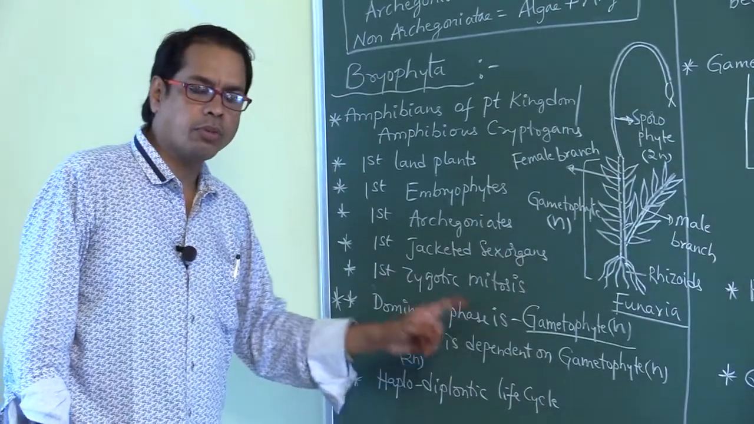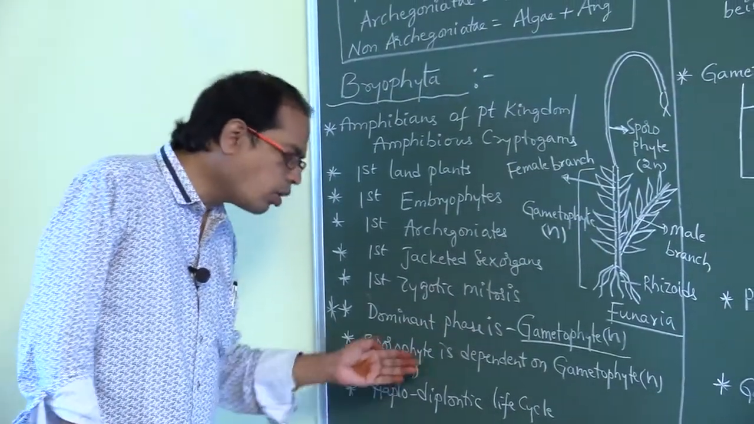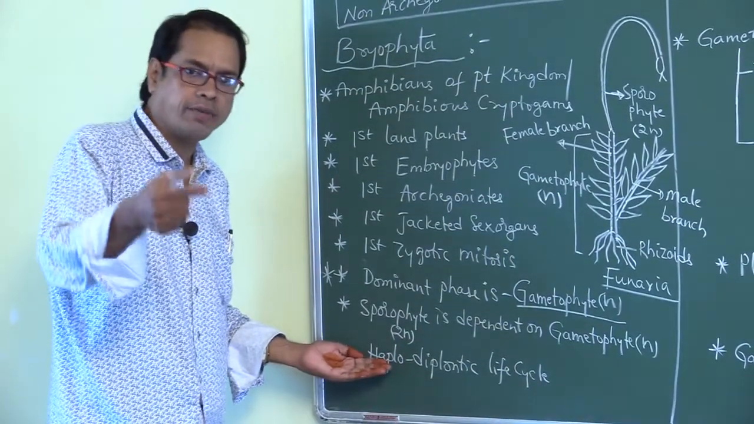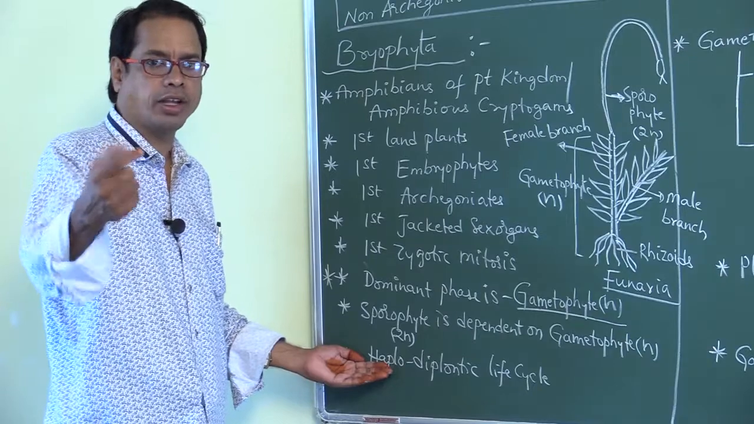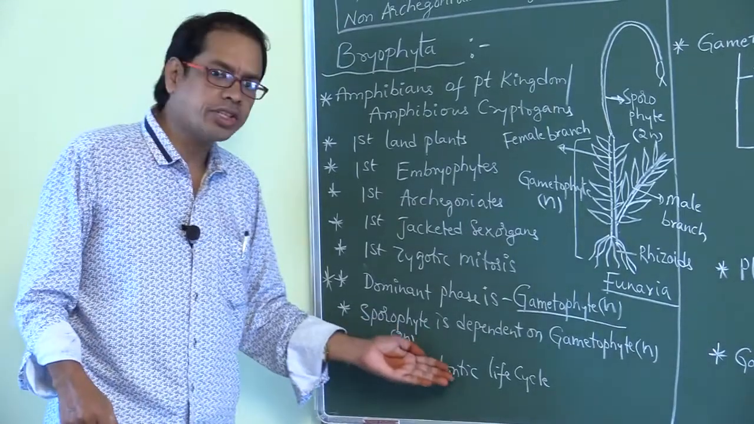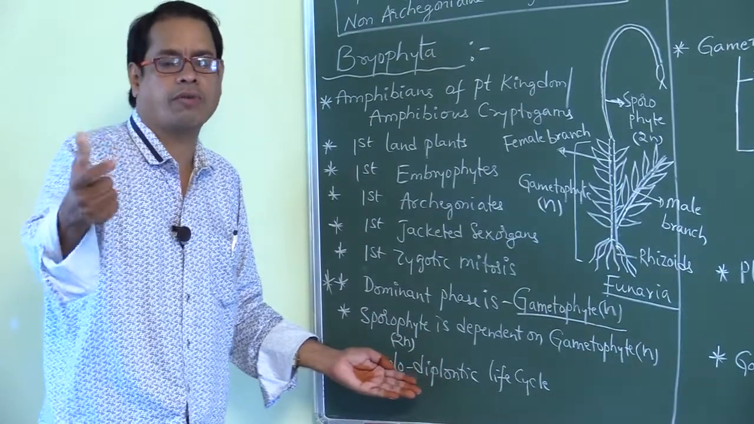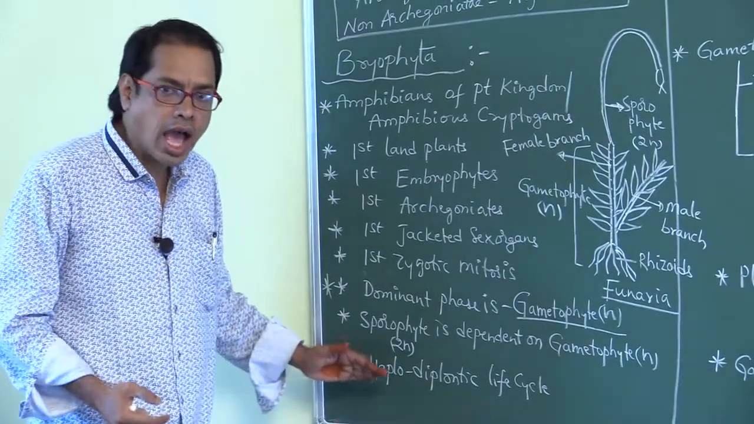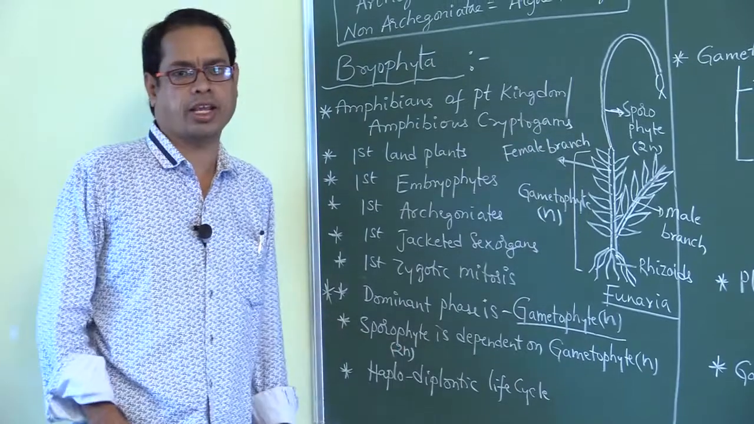The life cycle found in Bryophyta is haplodiplontic. What does it mean? Haplo means the haploid phase comes first, that is the gametophyte. Later on, the diploid stage will come, which is the so-called sporophyte. So that's why the life cycle in Bryophyta is a haplodiplontic life cycle. Okay?